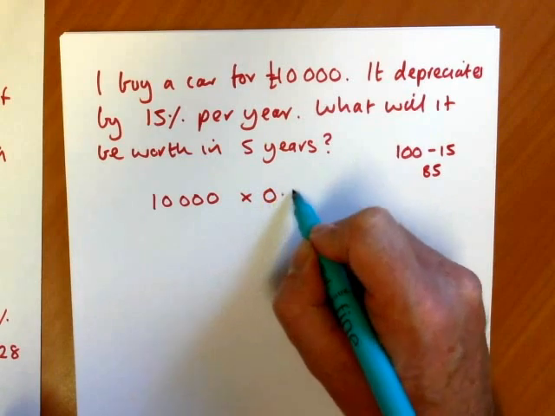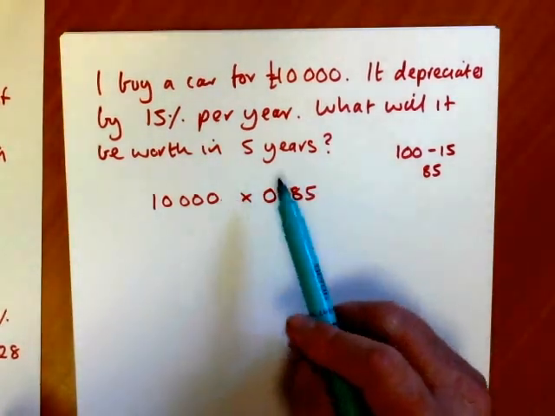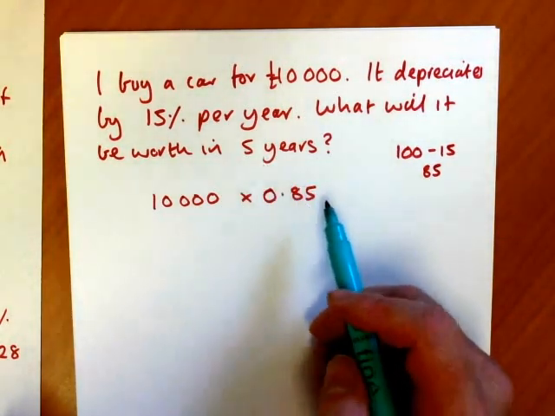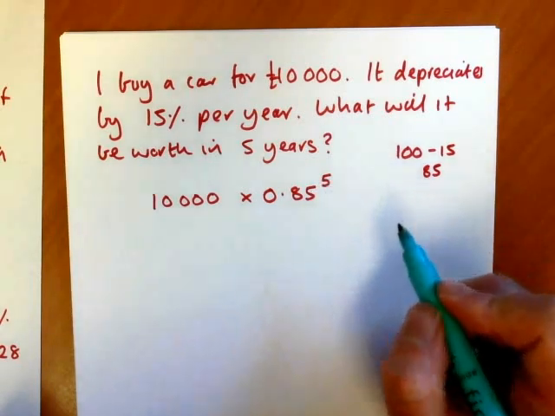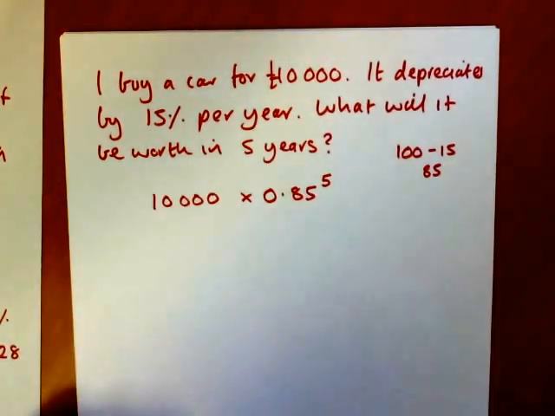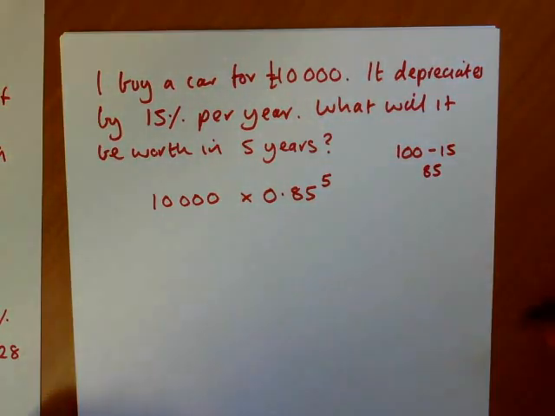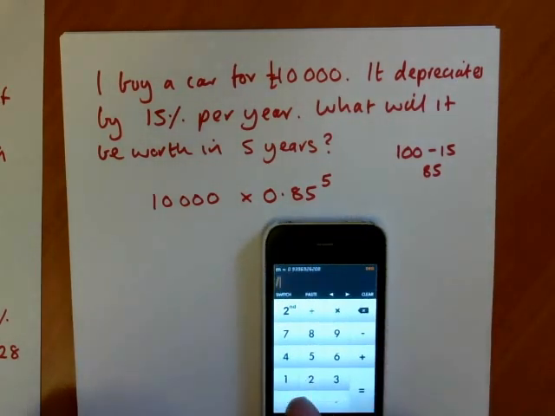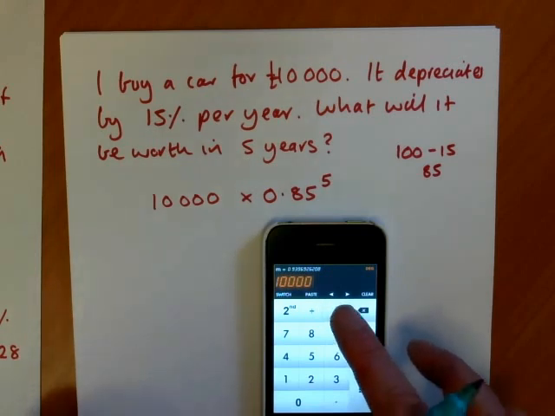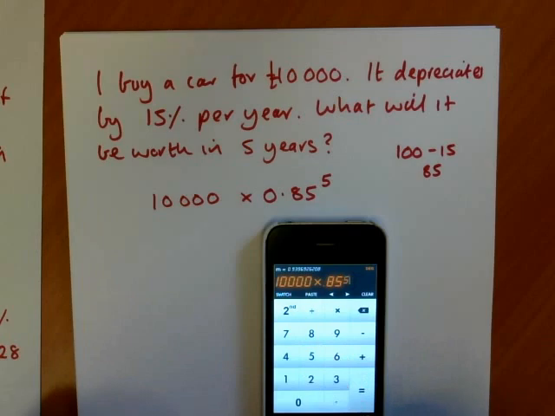So after 1 year, it would have gone down by 15%, so it would be worth 0.85 of what it was worth before. In 5 years' time, in exactly the same way as you saw previously, we have to raise it to the power 5, so that we take off 15% of the amount it's worth at the end of each year. And we'll just quickly do that on the calculator. So we've got 10,000 times 0.85 to the power 5.